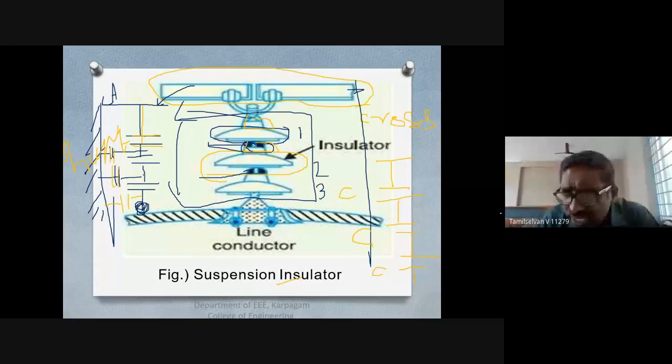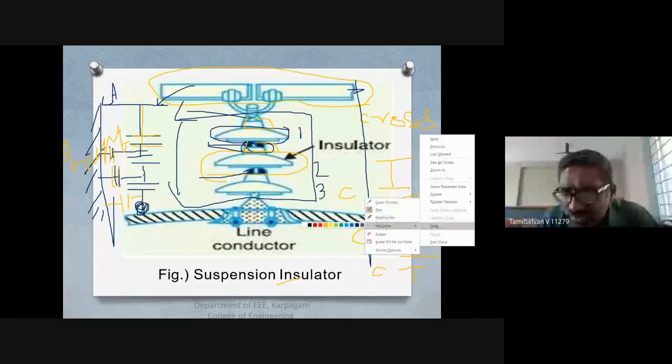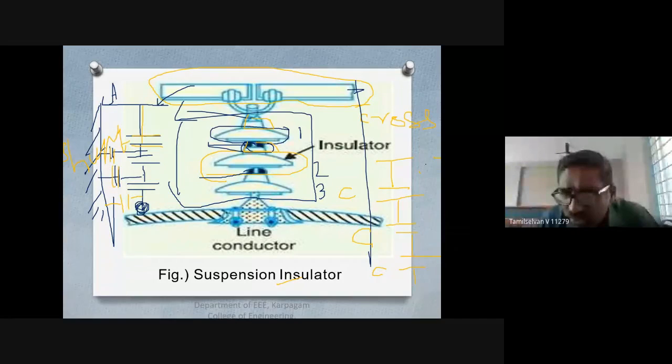So automatically the voltage distribution is uniform. Suppose the voltage across the string, from the first cross arm to the line, is V. Then this voltage is uniformly distributed as V by 3.